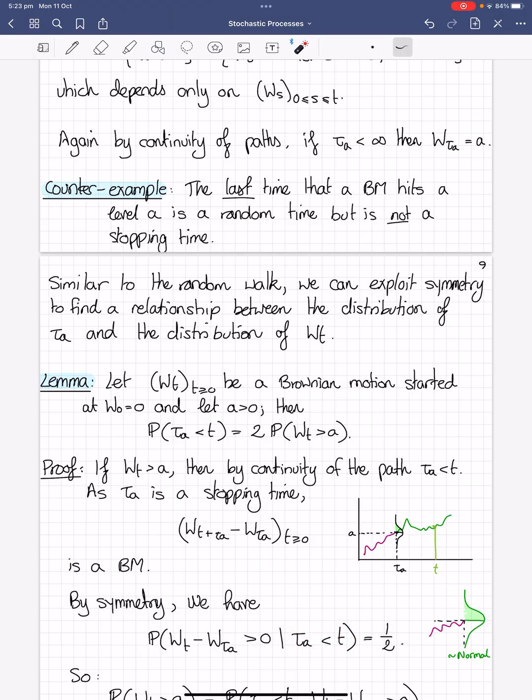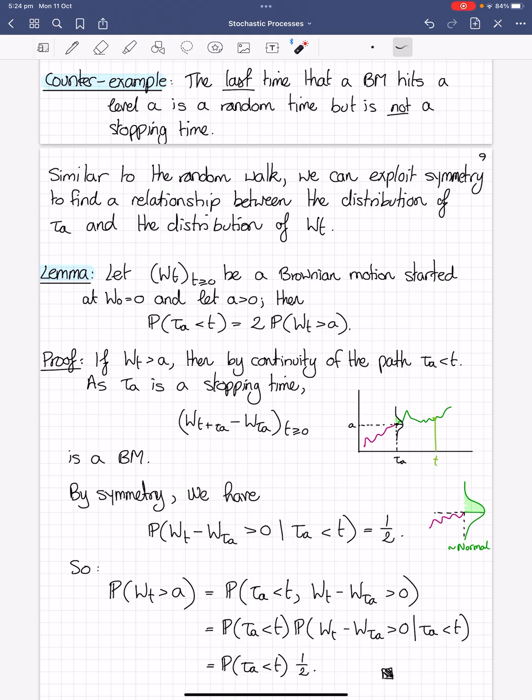Why is that true? Well, because it's going to be normally distributed, and we know that from tau a onwards, this normal distribution is centered at 0. And so the probability that it's in the upper part of this distribution is equal to a half, because the density under the whole normal curve is equal to 1. Okay?